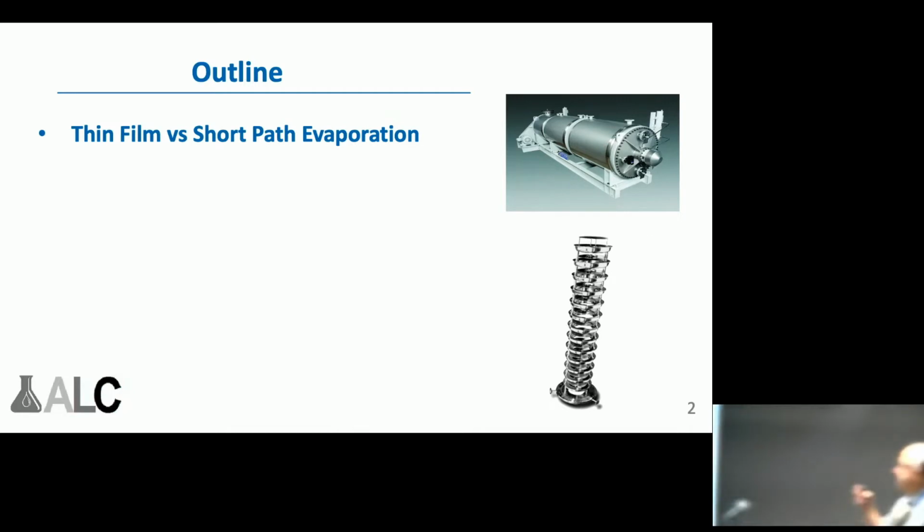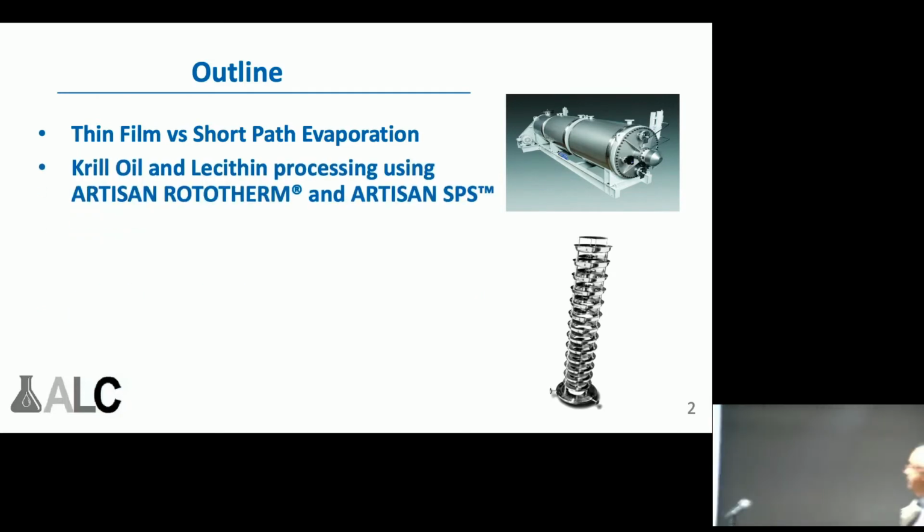We usually think of thin film versus short path distillation, or put them against each other. That doesn't have to be necessarily the case, but we will present a little bit on that. Then I will touch on how we have used these technologies to process lecithin, phospholipids, and phospholipid-based oils like krill oil. Krill oil is half phospholipids, basically, so it requires a specialized type of processing to purify it, to concentrate it, and so on. So our technology does that.